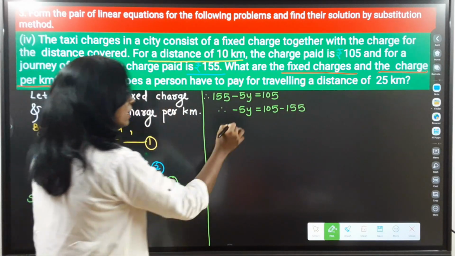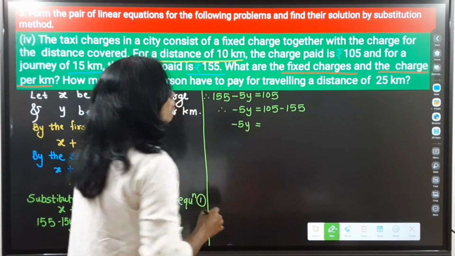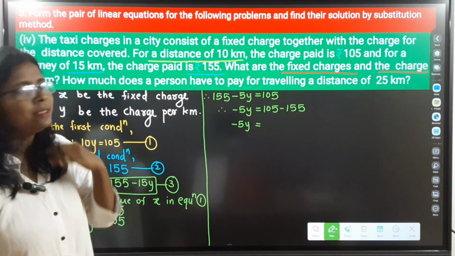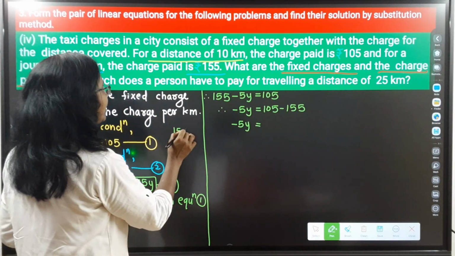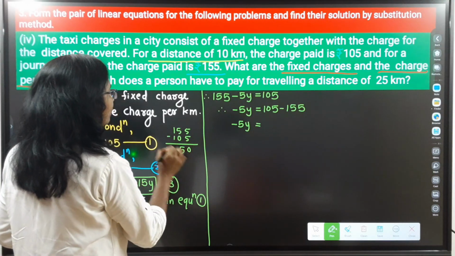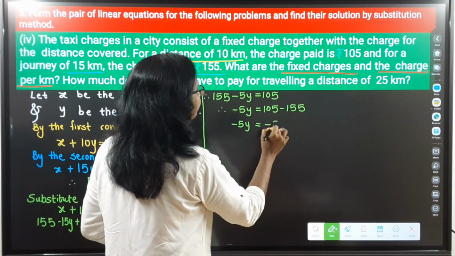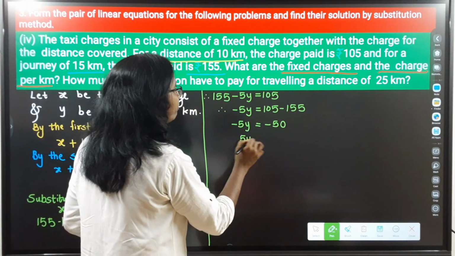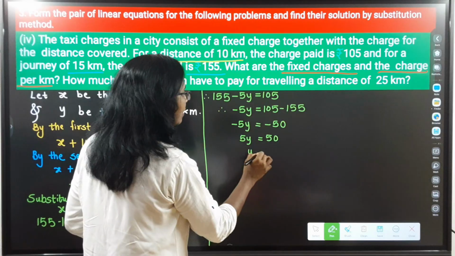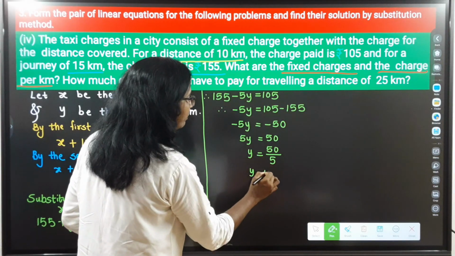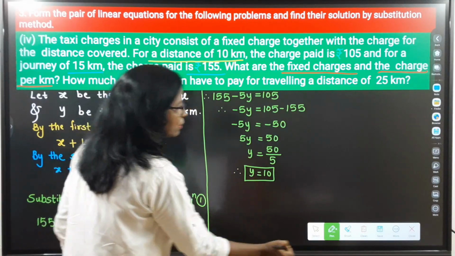So now here students, minus 5y is equal to 105 minus 155, and that means 155 minus 105 is 50. So here minus 50. Okay, minus 5y is equal to minus 50. So 5y is equal to 50. So y is equal to 50 upon 5. So y is equal to 10. Therefore y is equal to 10.